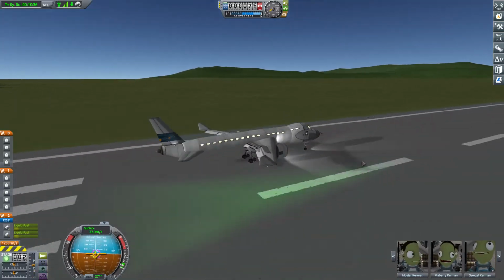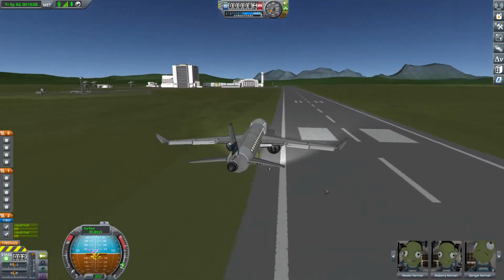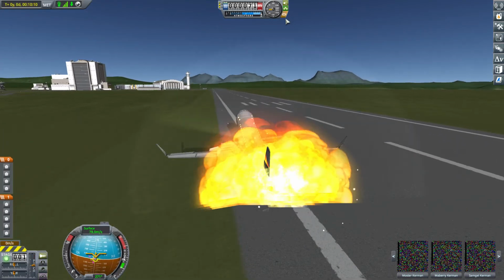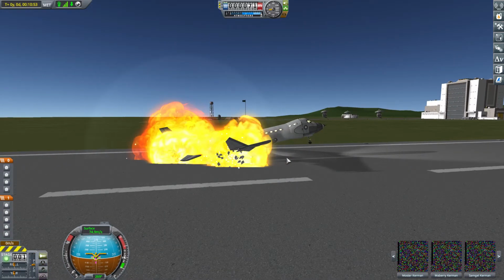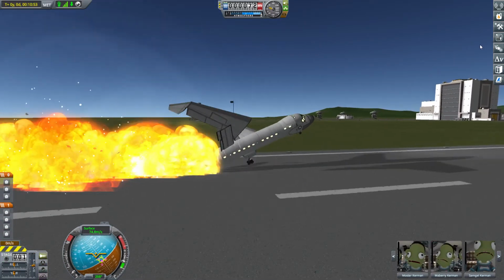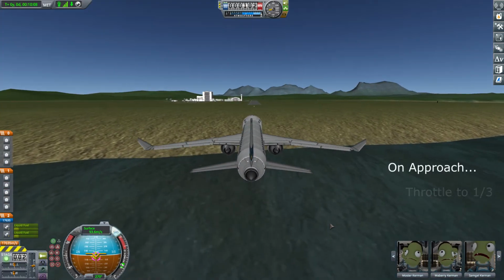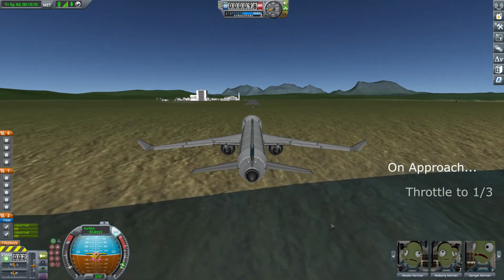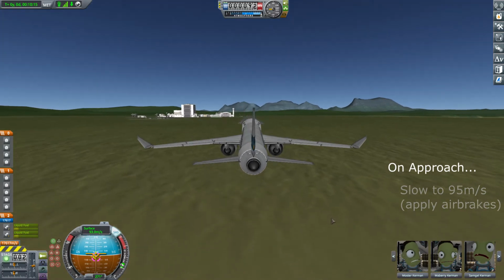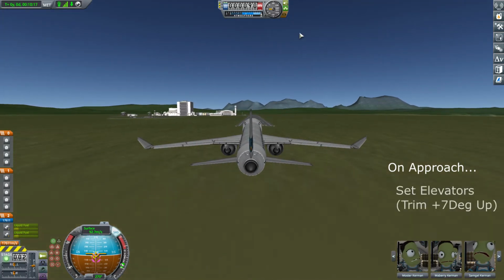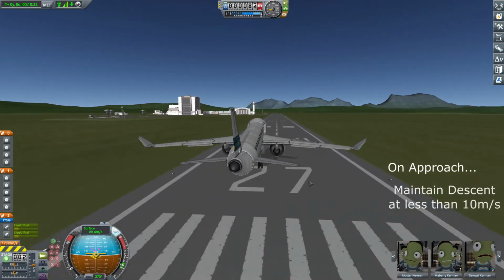Unfortunately, I'm not much of a pilot. Eventually, I managed to stick the landing.